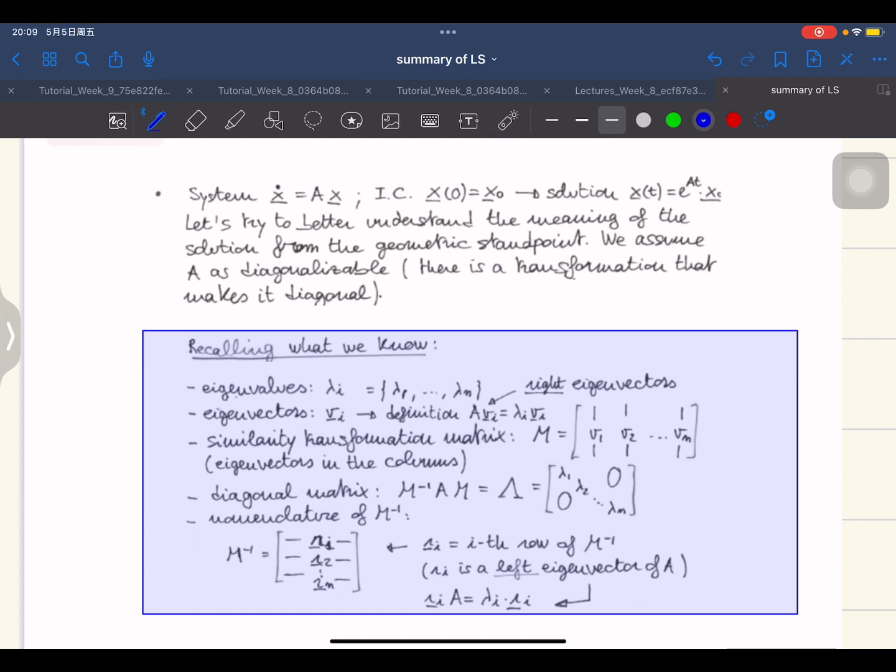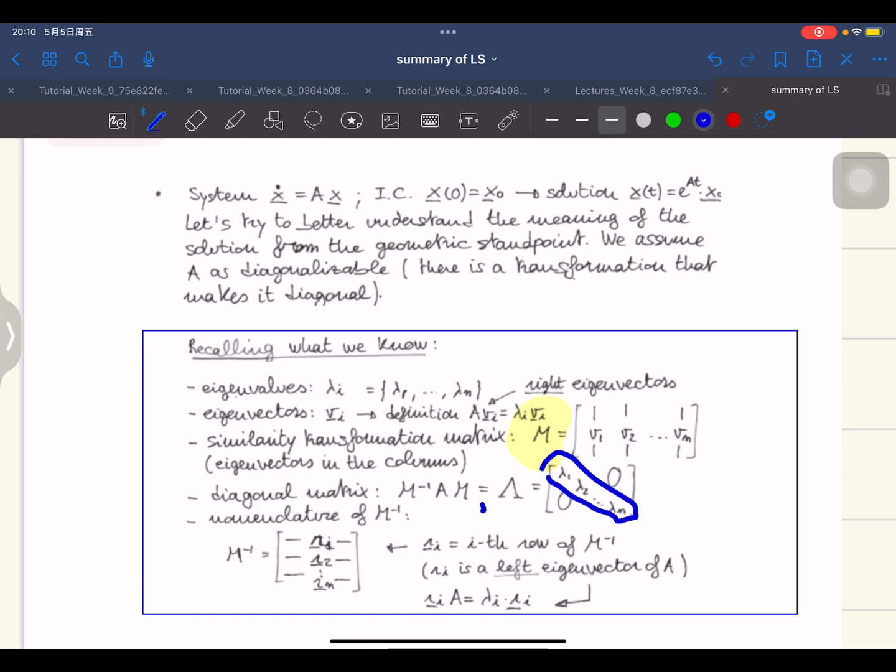Let's try to better understand the meaning of the solution from the geometry standpoint. We assume A is diagonalizable. Here is a transformation that makes it diagonal. Recalling what we know, eigenvalues lambda i equal lambda 1 to lambda n, eigenvectors we know. And you should know the definition of the eigenvector from algebra, okay? And the similarity transformation matrix, you will find that the M matrix comes from eigenvector 1, eigenvector 2. It would always stand this way, eigenvectors in the columns. And the diagonal matrix would become this one, okay? And lambda 1 to lambda n will be on the diagonal.